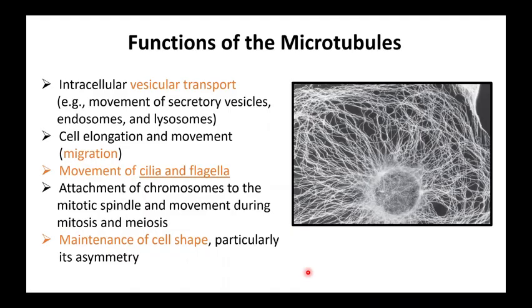Now they also maintain the shape, particularly asymmetry. Asymmetry means the cilia needs to be on the top. Okay, the cell has to be long. Cilia will go there. This is what the shape is. The cell has to be disc-like, not rounded, maintained by microtubules.